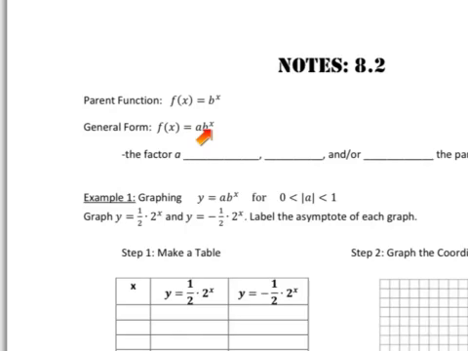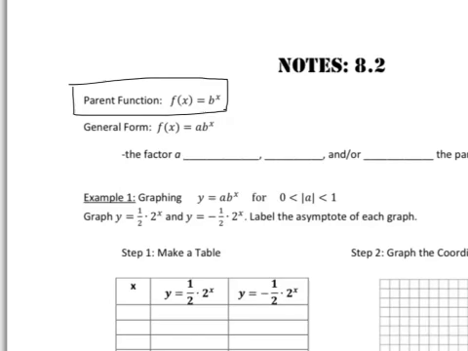The parent function, so the most simple version of this, is anything that looks like f of x equals b to the x. So we can plug in numbers for b. The most standard one is going to be 2, because if you remember, we can't have b equal 0 or 1. So 2 would be the next one. All right, we're working on translations and all that.